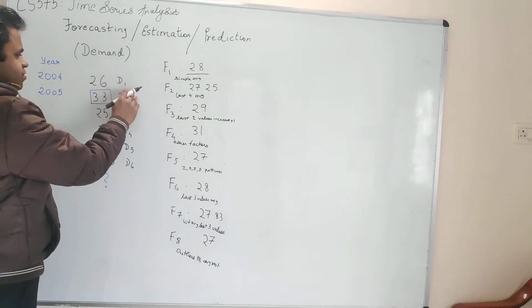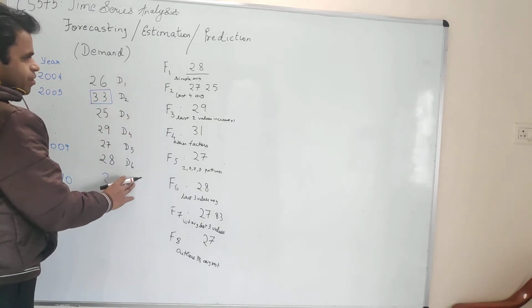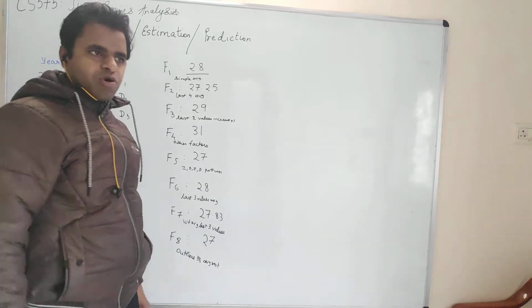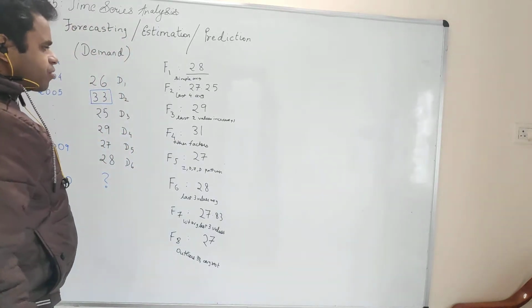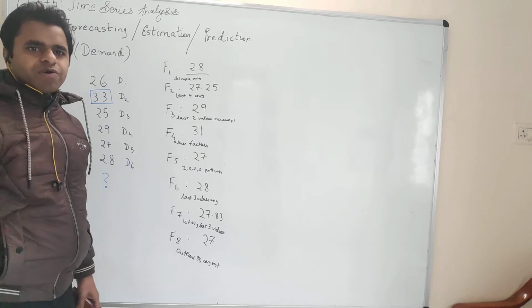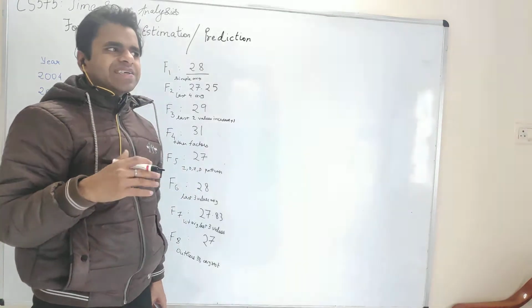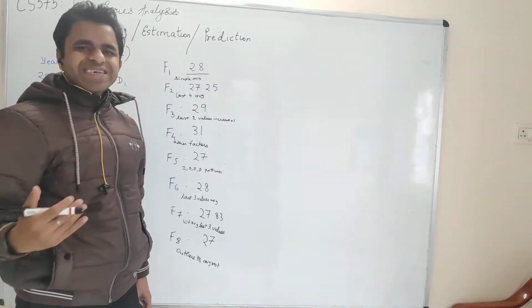In the previous lectures we saw how we have 6 demand values and how we computed 8 different forecasting models. So now we will come across a term called trend. What does trend indicate? We already know this term in the English language. Trend is something, an increasing trend or a decreasing trend.